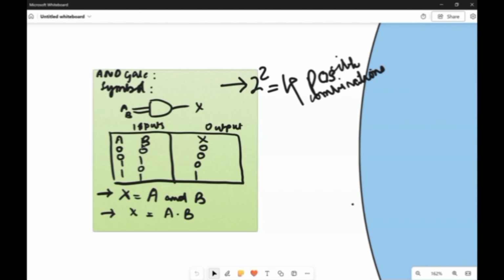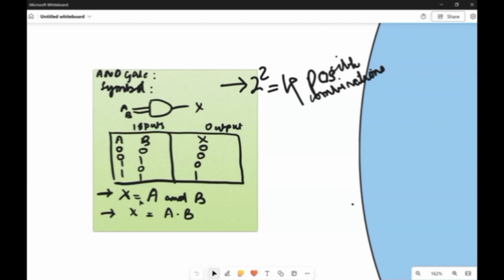What we are observing is your output X is only 1 when both your inputs A and B are 1. If both are 0, then you'd get 0. If one of them is 1, you would still get 0. Only if both are 1, you would get your output X as 1.